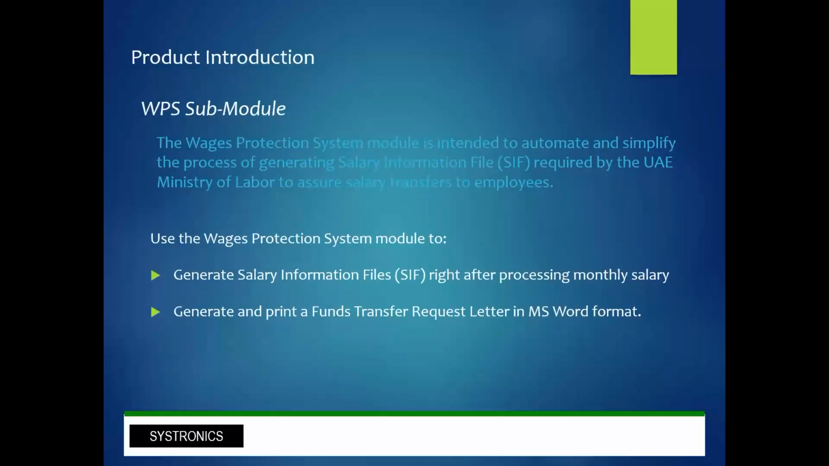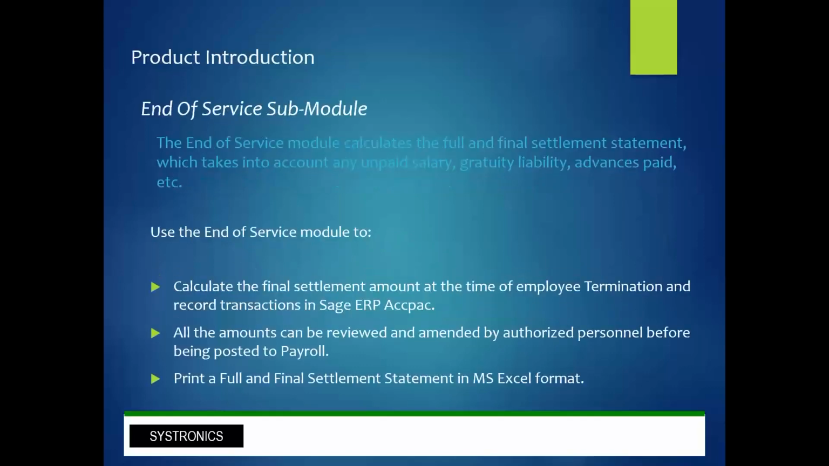Next is the WPS, or wages protection system. This is a submenu that fully automates and generates the salary information file, or SIF file, based on your monthly values. When you process the salary for the month, using those values, it will generate this SIF file, which I'll show to you during the course of my demo. And finally, we have the end of service module, which calculates and prints the full and final settlement when the employee is leaving the company.